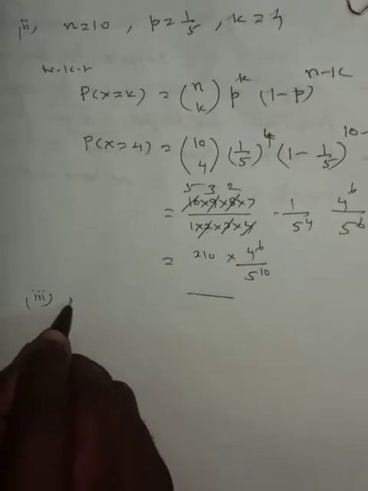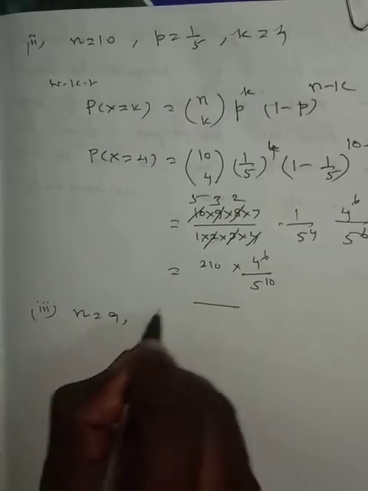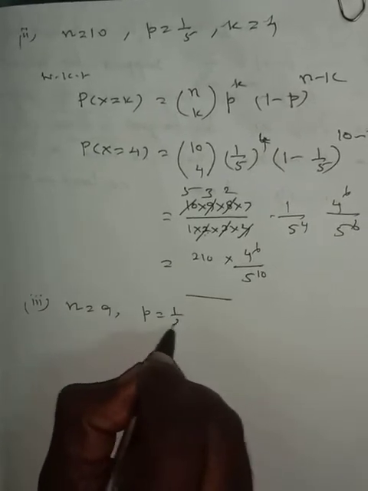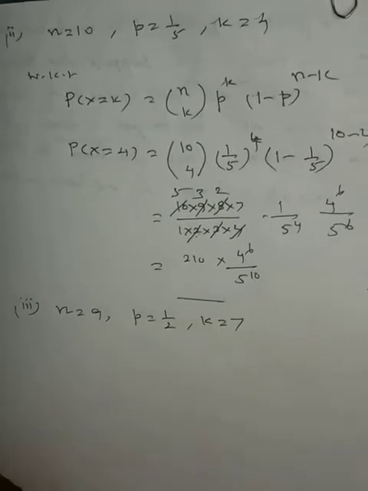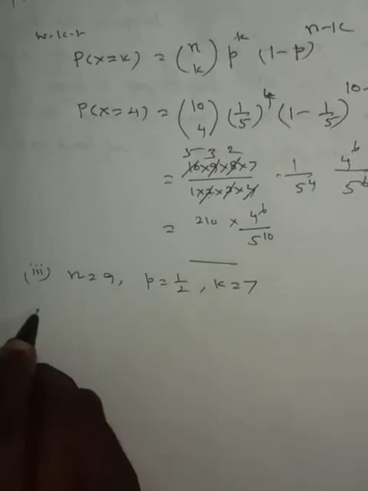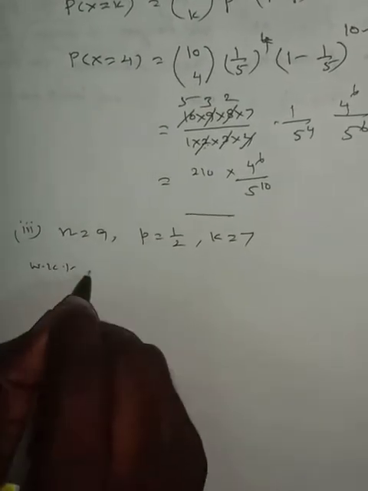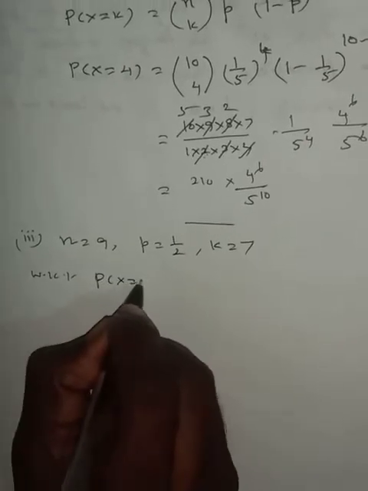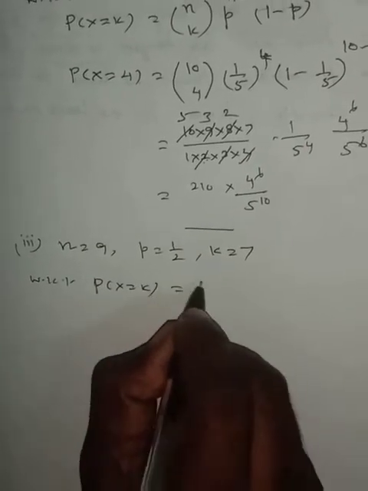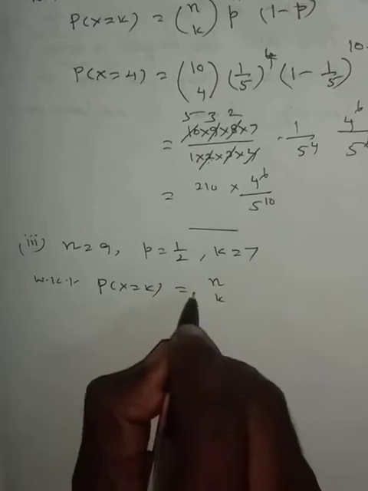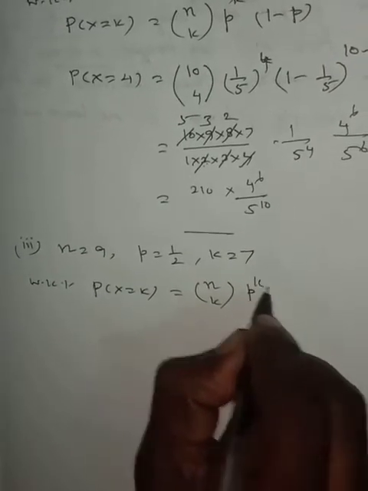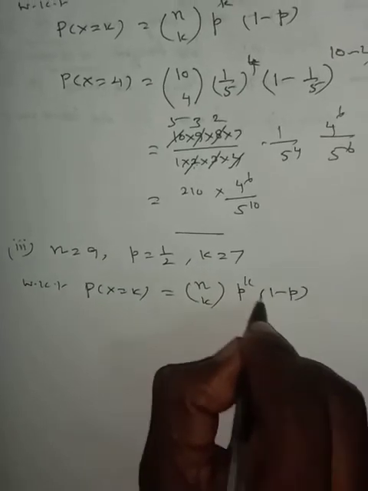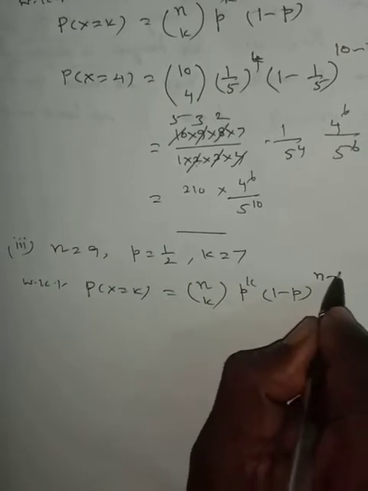N is equal to 9, P is equal to 1 by 2, K is equal to 7. We know that P of x equal to K is equal to nCk, P to the power of K, 1 minus P whole to the power of n minus K.